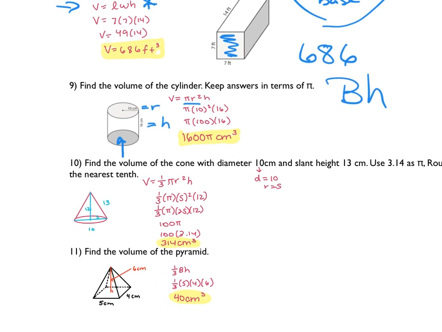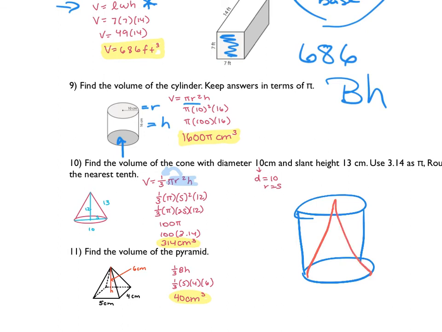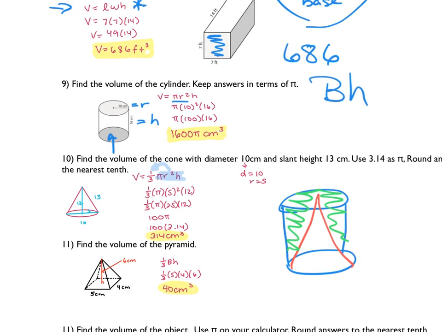Number 10, volume of a cone. So it's basically the same formula as a cylinder, but just remember we're cutting 1/3 of it off. So if you think about the cylinder, and if you were to put a cone inside, it's the same formula except for this gets cut off. So it's still the pi r squared height, but then times 1/3.